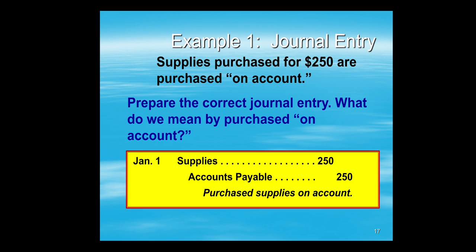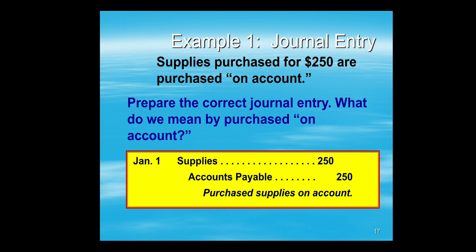Supplies purchased for $250 are purchased on account. On account means the business purchase supplies today, but the business will pay later in the future. So the question asks you to prepare the correct journal entry. So what to do? To do this journal entry, first you have to do the analysis, the step 1 of the accounting cycle. Then after that you can do the journal entry or the second step.